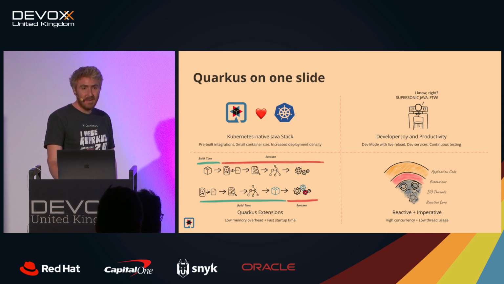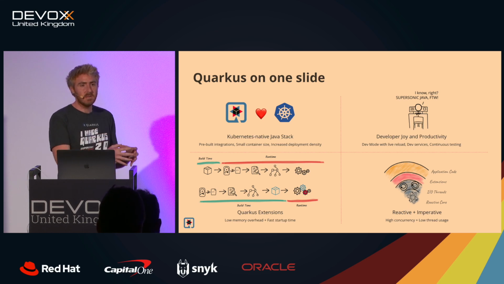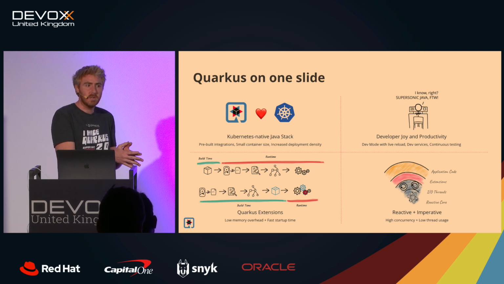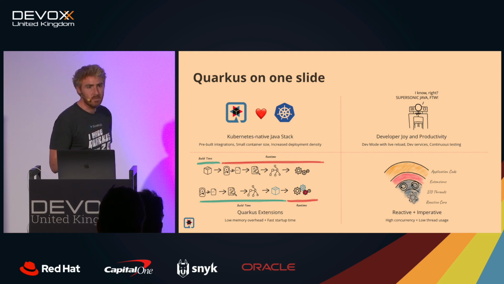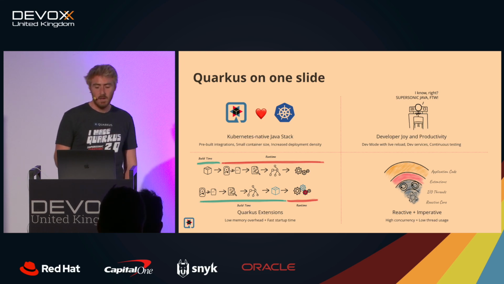And there is the Quarkus extension build mechanism that will actually do a couple of things that will optimize your application at build time, so that your application starts faster at runtime. And last, and that's what we are going to concentrate on a bit today, is the reactive core of Quarkus, which is based on Vert.x and Mutiny, which is a reactive programming API.